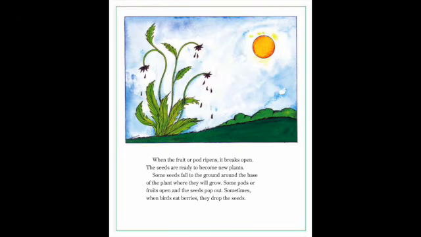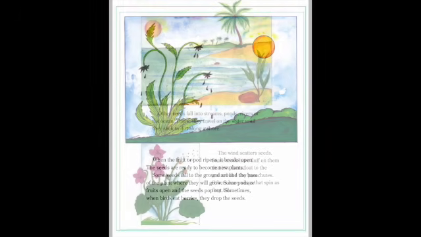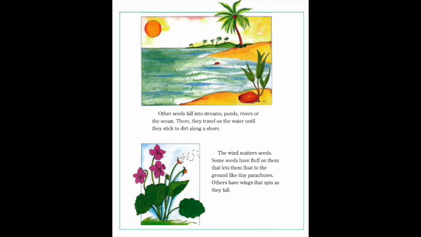Some seeds fall to the ground around the base of the plant where they will grow. Some pods or fruits open and the seeds pop out. Sometimes, when birds eat berries, they drop the seeds. Other seeds fall into streams, ponds, rivers, or the ocean. There they travel on the water until they stick to dirt along a shore.